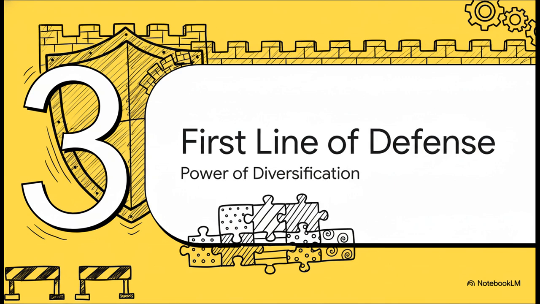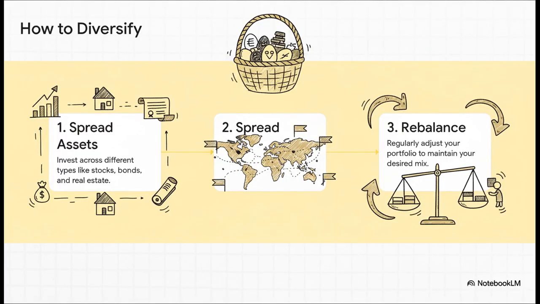Well, this brings us to our first major strategy. It's all about building a strong defense before a crisis even starts. And the name of the game is diversification. You know the old saying, don't put all your eggs in one basket? That's literally all diversification is.